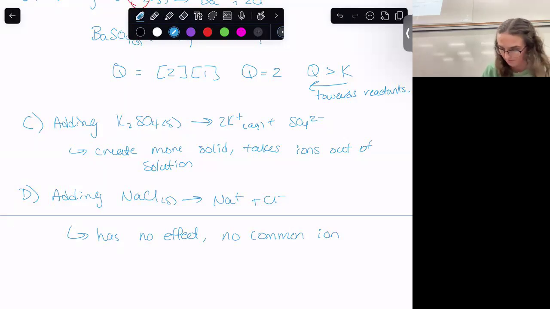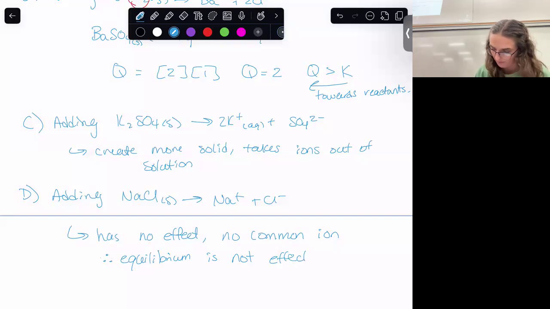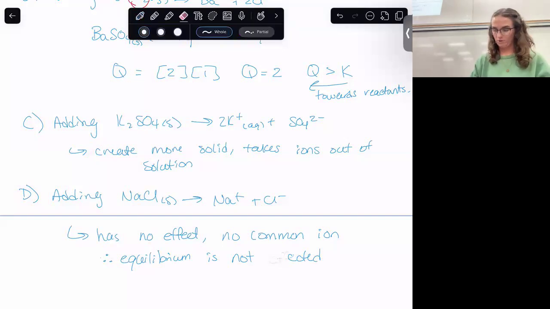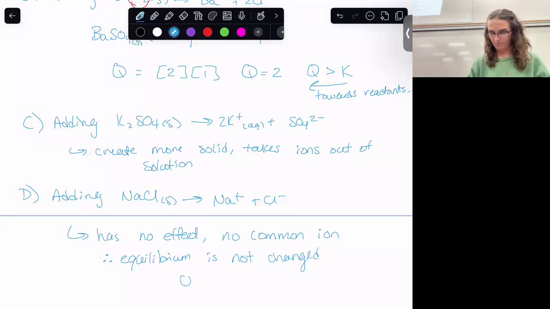So equilibrium, right? Therefore, equilibrium is not affected. We'll call it that. Impact. Equilibrium is not changed. Q equals K. Right, does that help that slide?